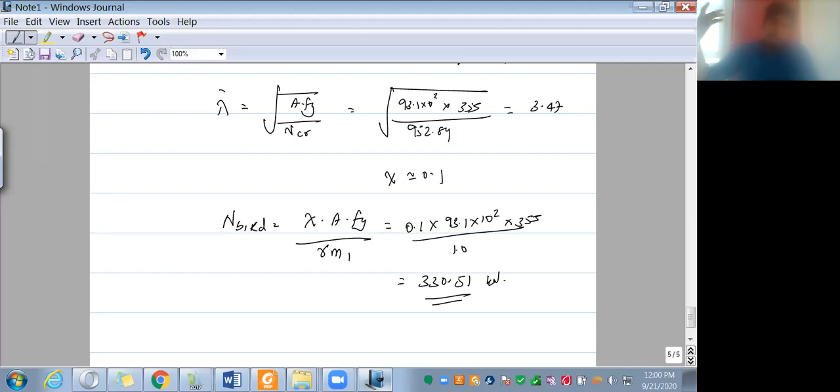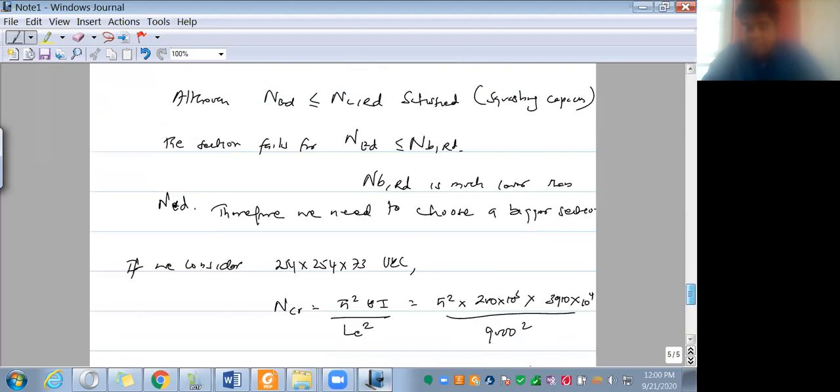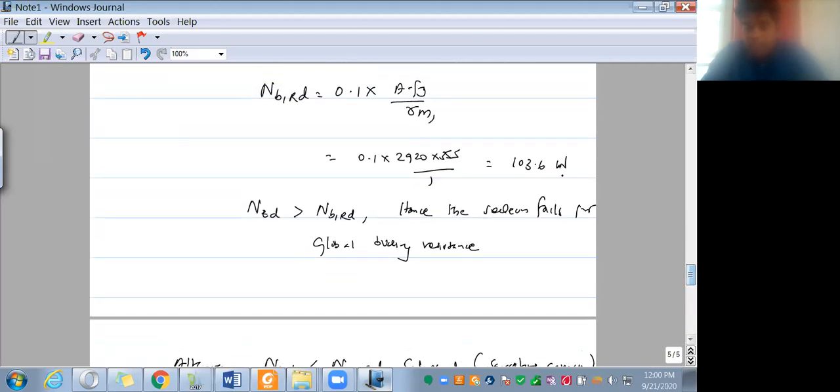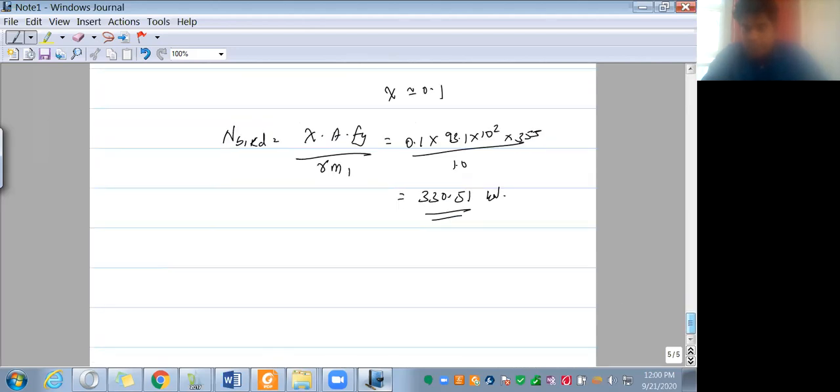So now we need to choose a bigger section that can withstand the load. So you can see that the earlier section could only carry 103 kilonewton. Now the next section we have chosen is able to carry 330 kilonewton. If we choose another bigger section, it will go up to 1000. So if it exceeds 1000, then that is the section we need to use for this column.